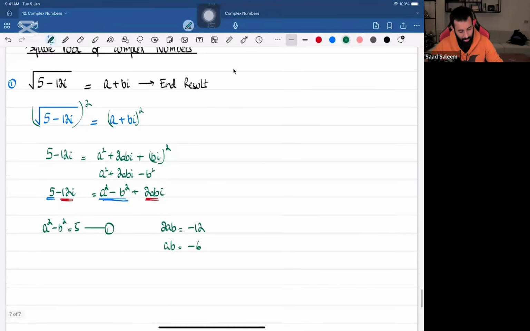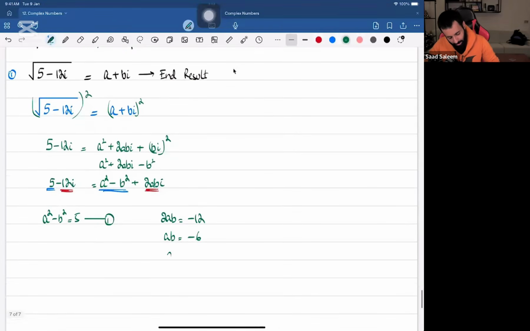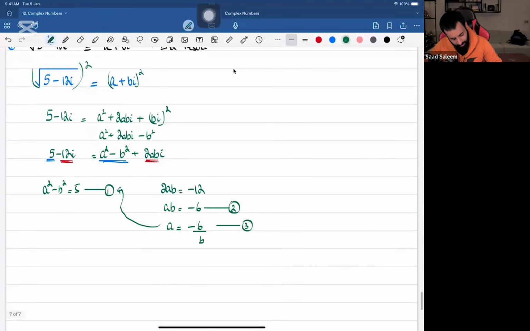Okay. Now what we're going to do is we're going to solve them simultaneously. So this is the second equation. And this is not a simple equation. It's not that you have two linear equations. These are two non-linear equations. So a is equal to minus 6 upon b. That is the third equation. And this is going to go in the first equation. We're going to plug it back into the first equation.